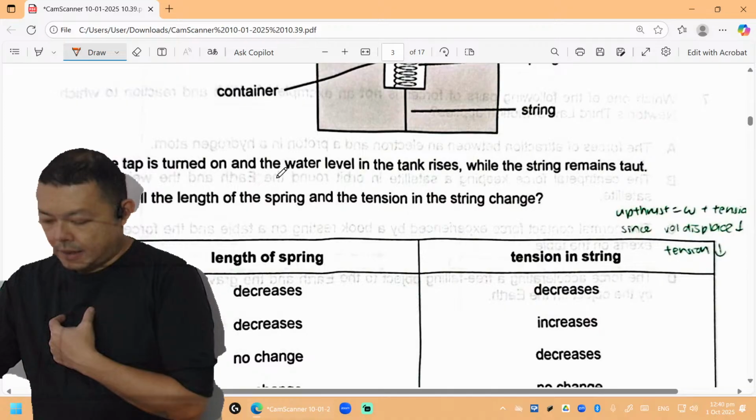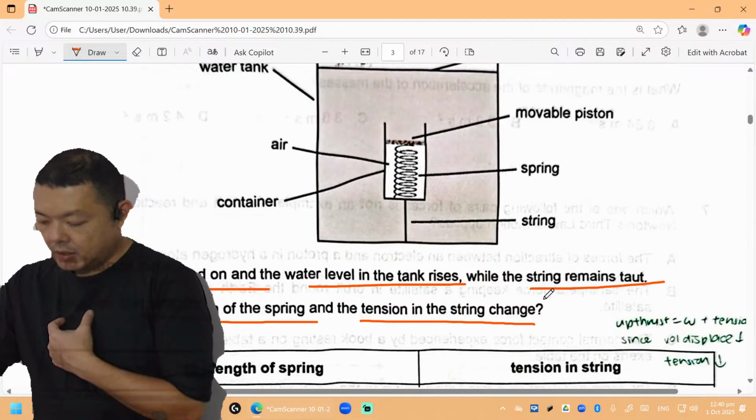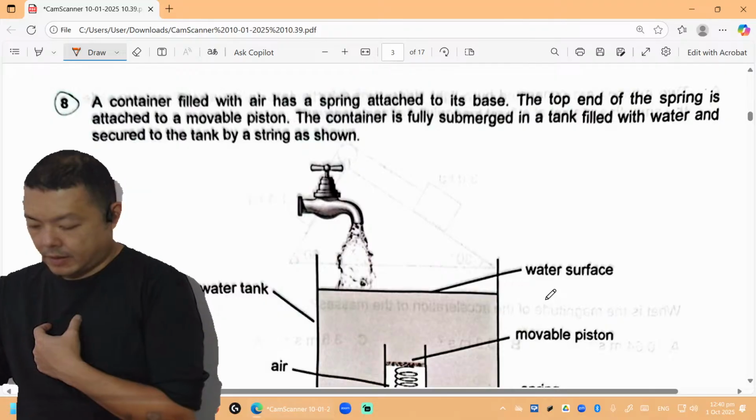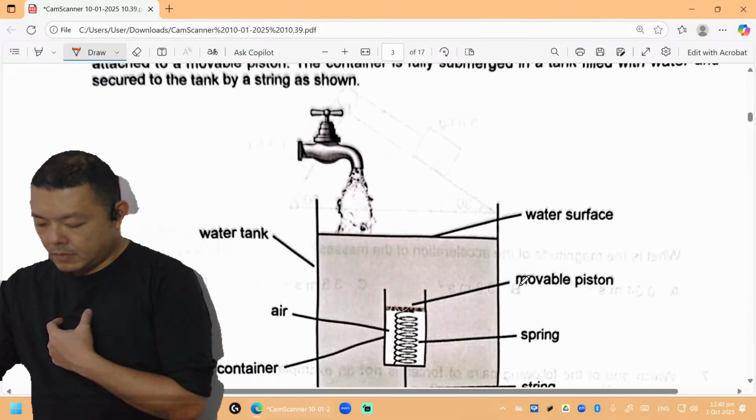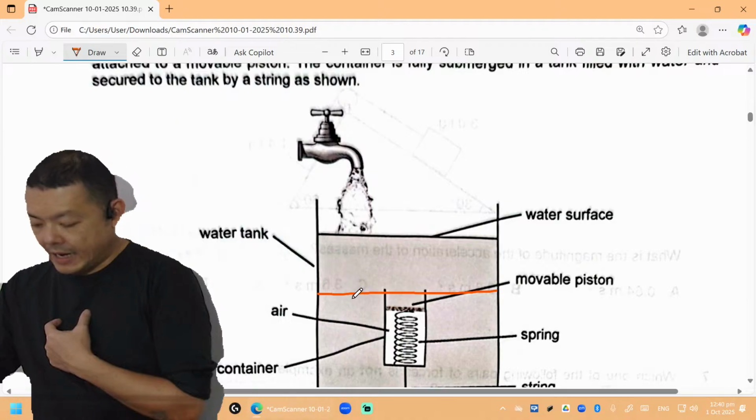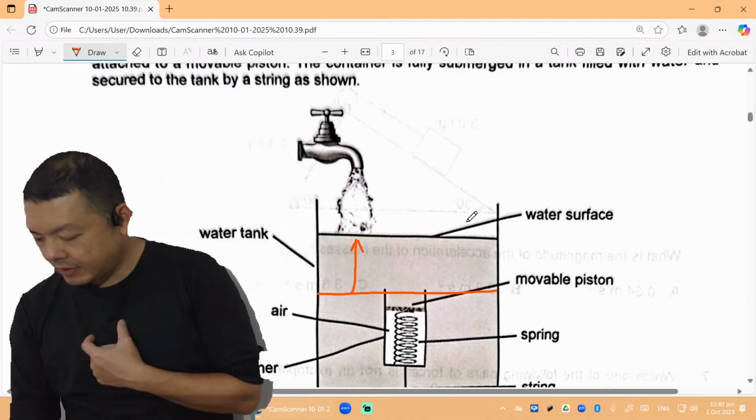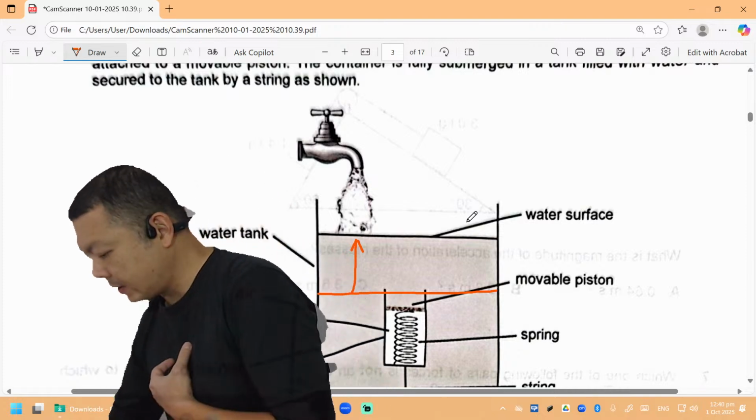So, the tap is turned on and the water level rises while the string remains taut. How would the length of the spring and the tension of the string change? So it was already previously submerged, right? And then they added more water, right? That's what's happening here. You added more water in. At least that's how I understand what they're doing.